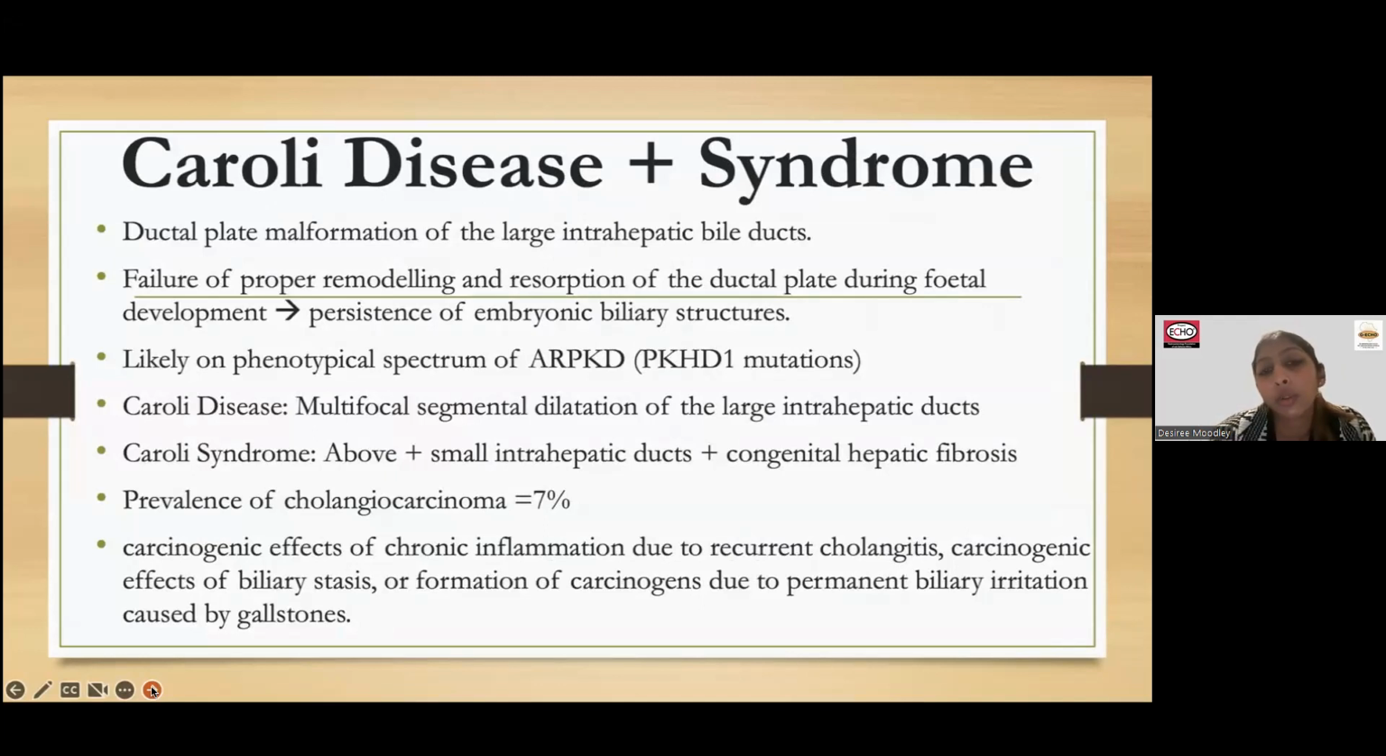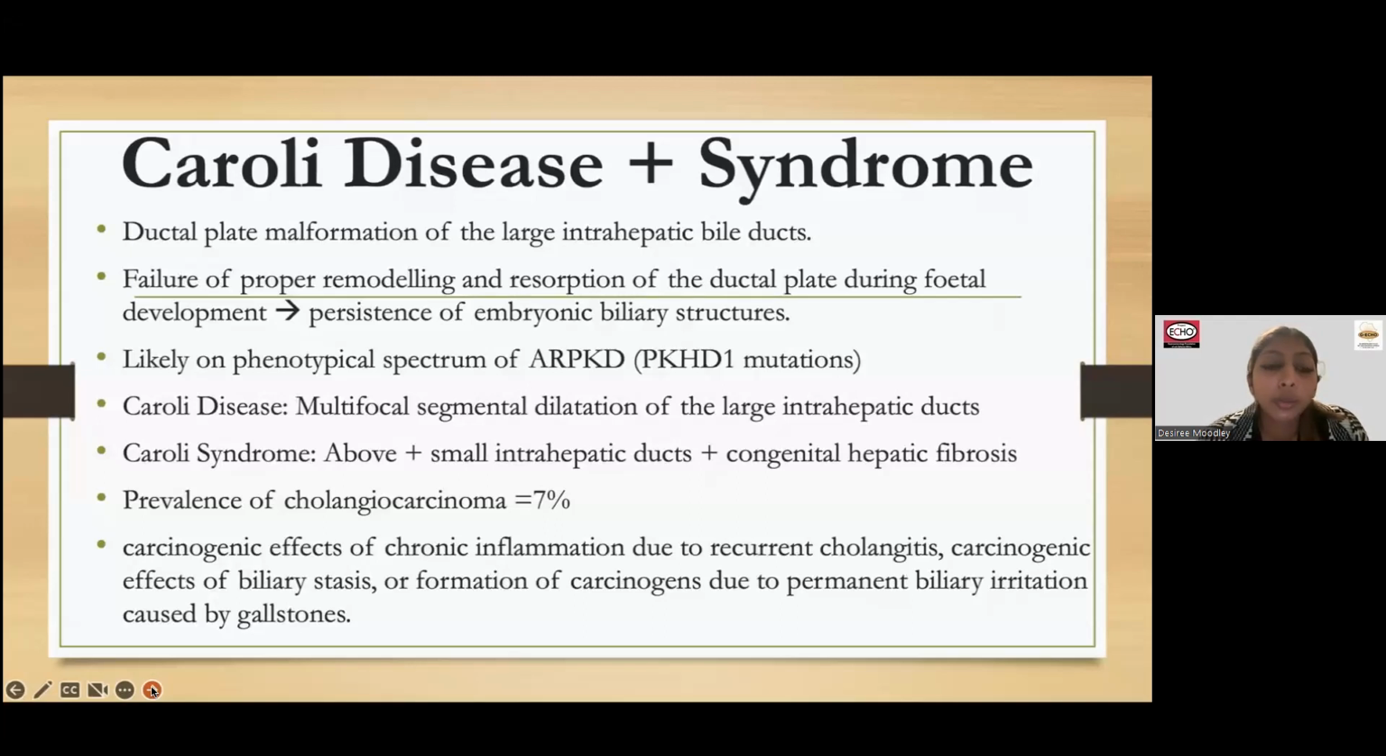To make the diagnosis of autosomal recessive, you need 2 genetic mutations. Caroli's disease, you have 1, which is the PKHD1 mutation. So you get multifocal segmental dilatation of your large intrahepatic ducts. It becomes Caroli syndrome when you have that, as well as involvement of your small intrahepatic ducts and congenital hepatic fibrosis. This is a premalignant condition in that about 7% of them will continue on to become cholangiocarcinoma, which is much higher than the general population.